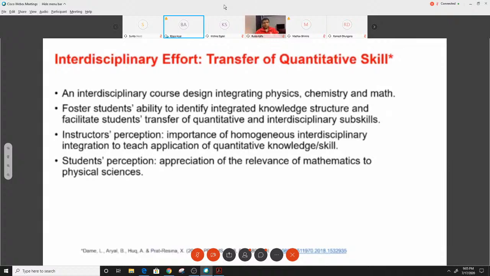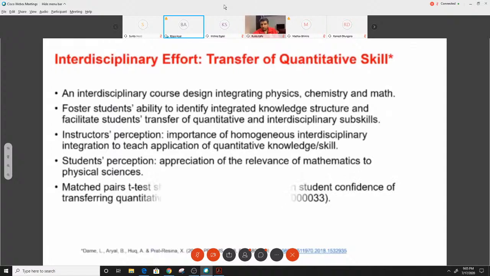By the way, this study was for introductory level students, undergraduate students who are taking physics and chemistry later, but they're taking math. In that situation, we did this study. I would like to give one more piece of information from this study. I'm not going to spend a lot of time on this interdisciplinary part because I have to spend lots of time on tools specific to physics later. Therefore, I would like to just wrap this up real quick.